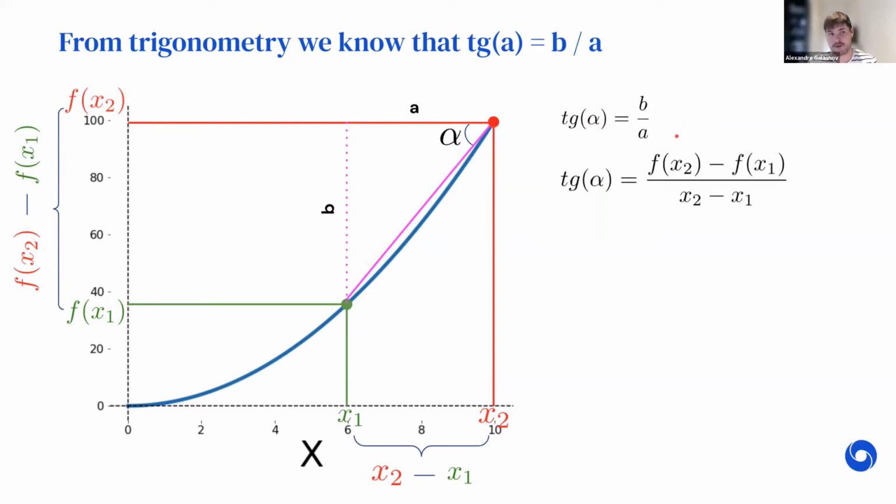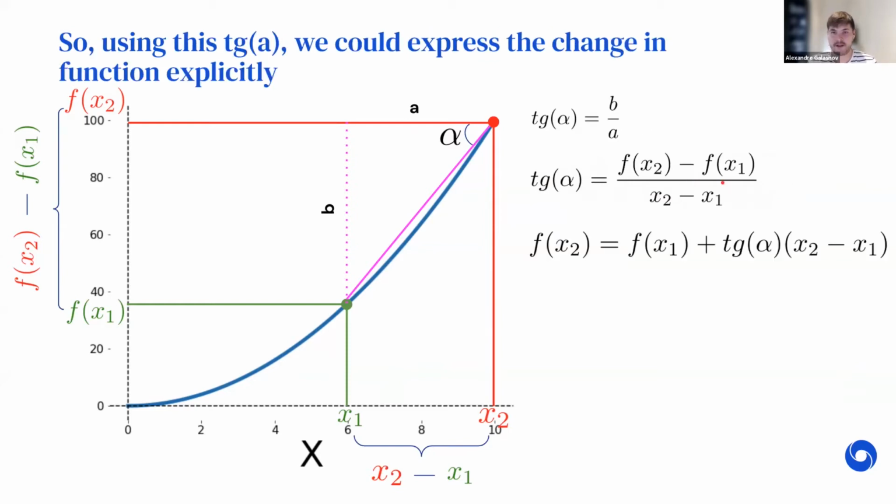We can rewrite this definition by rewriting b and a. So the tangent of alpha is equal to f of x2 minus f of x1, divided by x2 minus x1. Now let's rearrange the terms, and we have that f of x2 is equal to f of x1 plus the tangent of alpha times x2 minus x1.